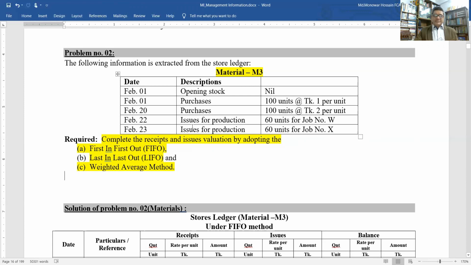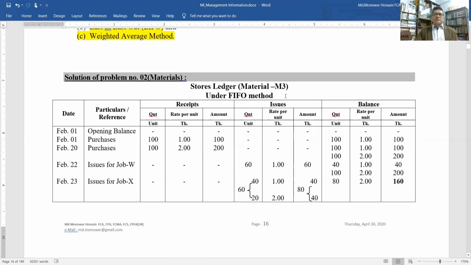This is the issue stage. Look here. If we go under FIFO, the February 1 opening balance is 0. The columns are date, particulars, receipt, issued, and balance. Under receipt there are 3 columns: quantity, per unit, and amount. In the same way, issue has 3 columns and balance has 3 columns also. So on February 1, opening 0, purchase 100 units, 1 taka per unit, 100 taka. So the closing is 100 units and 100 taka.